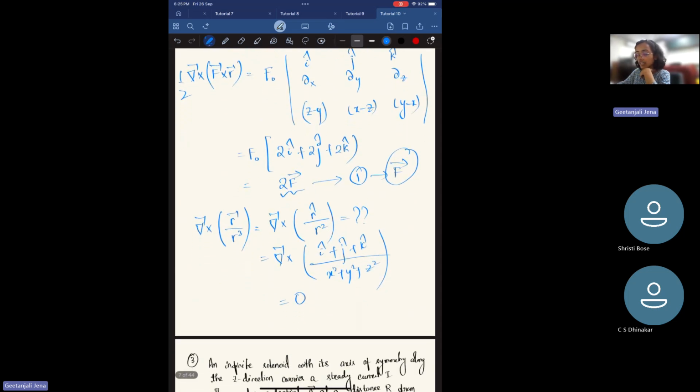4 pi delta cube R. So that is for the case when you take the divergence. Divergence of R cap by R square is 4 pi delta cube R. Okay, not the cross product. For the cross product, it's 0. You can easily guess because for all the terms, it is 1 by R square. So when you put it here, this will give a 0 value.